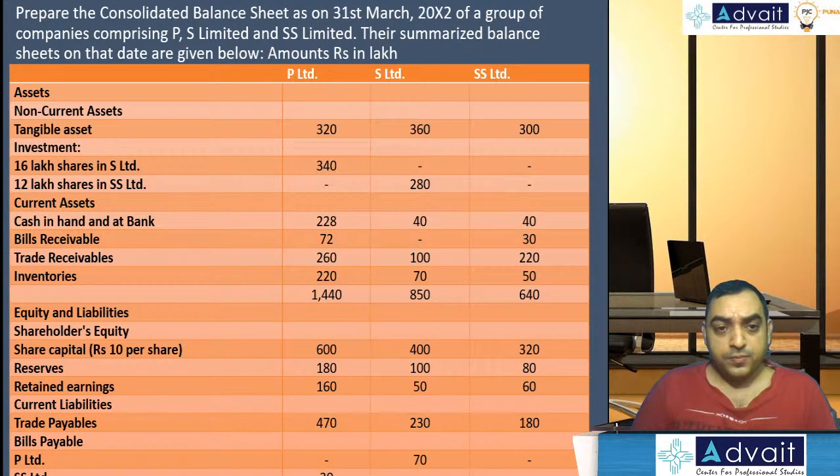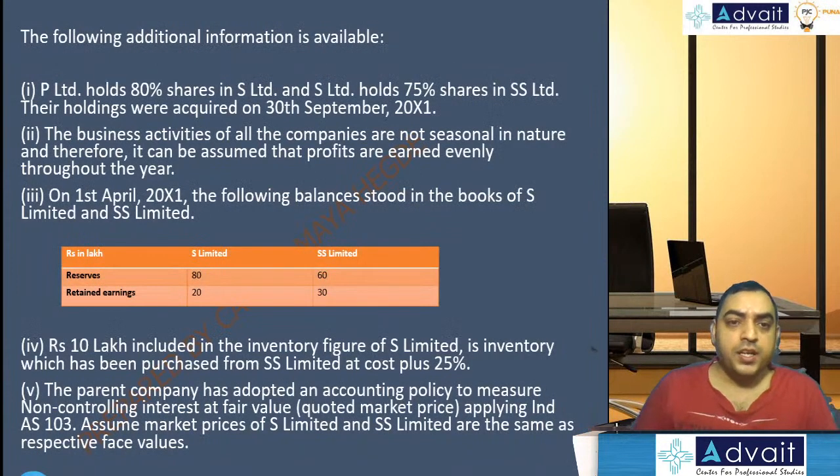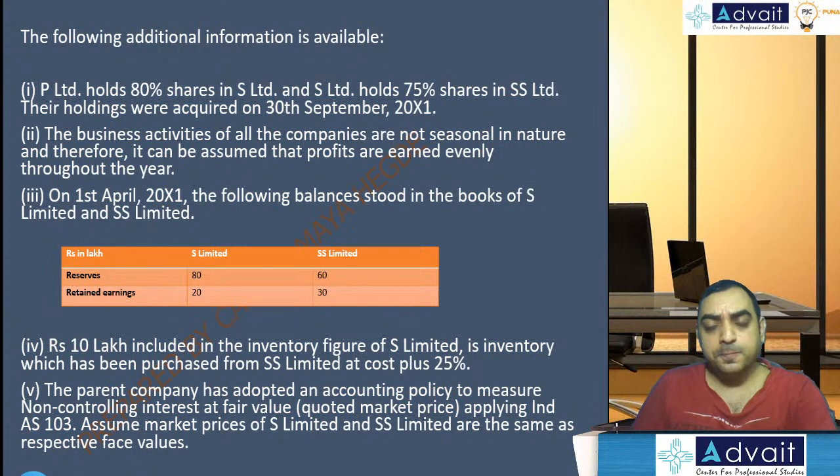The summarized balance sheet on the date are given below. Non-current assets, tangible assets, investments, current assets, cash in hand, bills receivable, trade receivable, inventory, equity and liabilities, shareholders' equity, reserves, retained earnings, current liabilities, trade payables, bills payable, P Limited, S Limited, SS Limited. The following additional information is available.